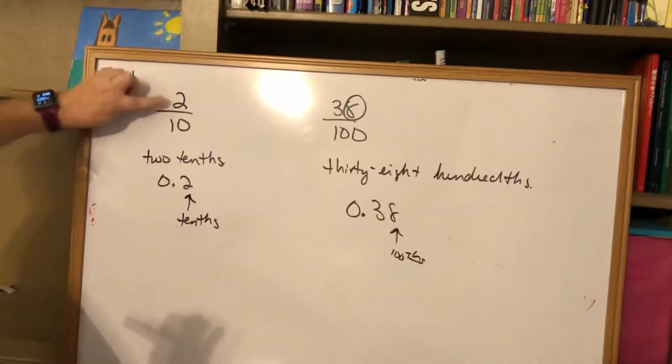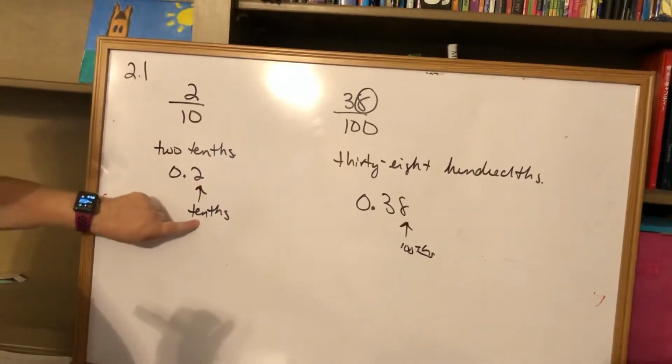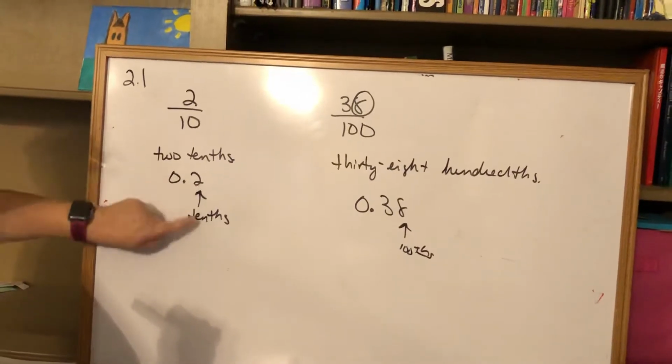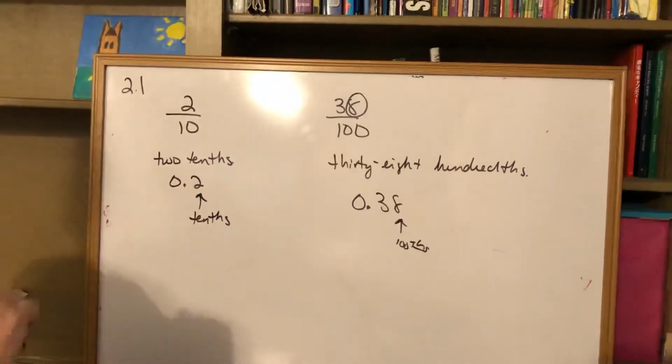So we just read this as 2 tenths. You can write this as a fraction, a decimal. 2 tenths. Make sure it's in the tenths place value.